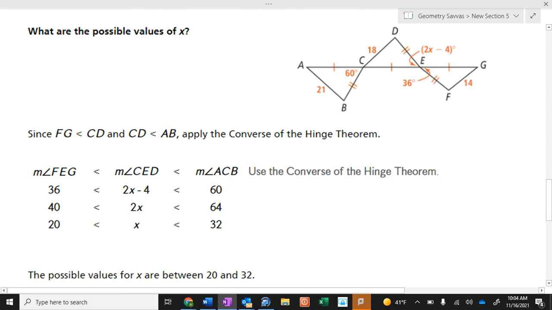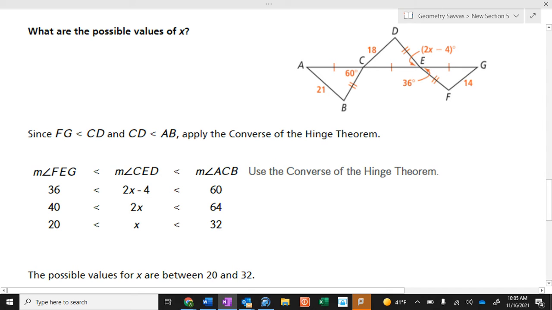And this looks a little complicated. So this will be the complicated problem on the homework today. But let's look at this. We want to figure out what x can be. Now, since 14 is smaller than 18, 2x plus 4 has to be bigger than 36, right? Because 14 is smaller than 18.